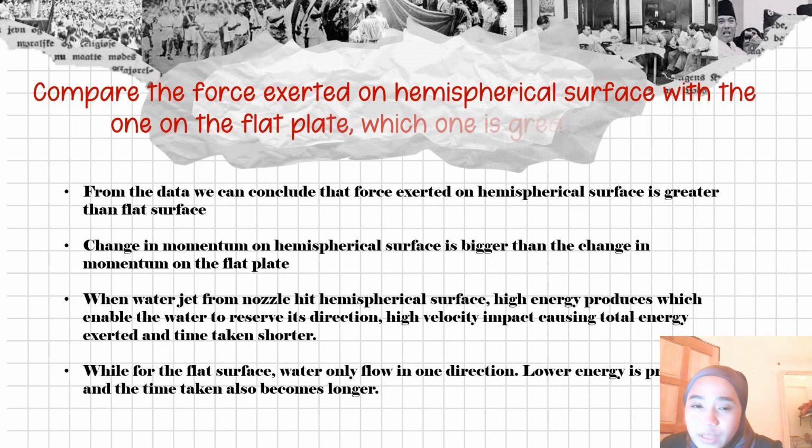The question is, we need to compare the force exerted on hemispherical surface with the one on the flat surface. So which one is greater and why? From the data, we can conclude that the force exerted on the hemispherical surface is greater than the flat surface. This is because the change in momentum on the hemispherical surface is bigger than the change in momentum on the flat surface. So when the water jet from the nozzle hits the hemispherical surface, high energy is produced, which enables the water to reverse its direction. High velocity impact causes the total energy exerted and the time taken to be shorter. While for the flat surface, water only flows in one direction, so the push is lower and the time taken also becomes longer.